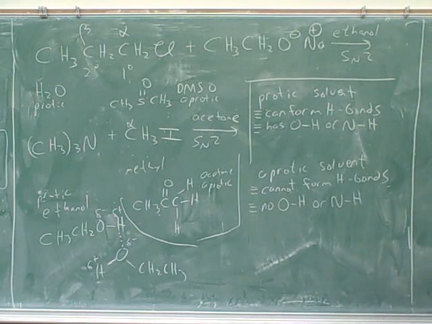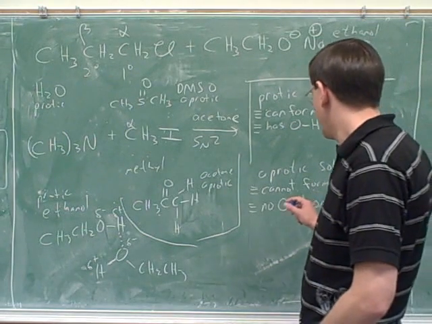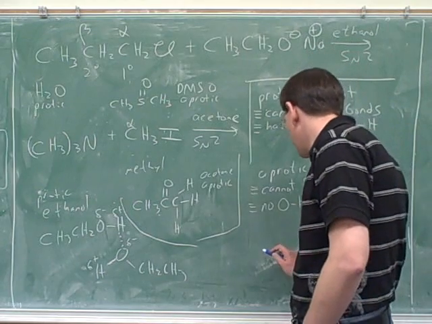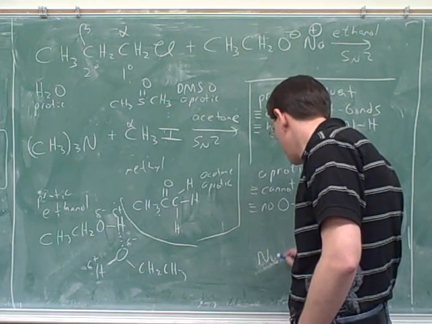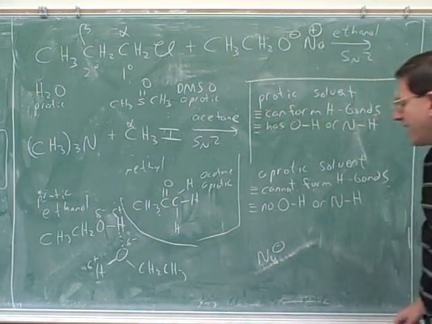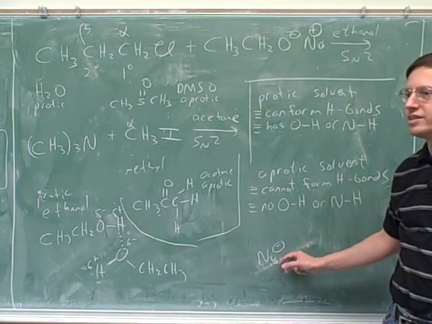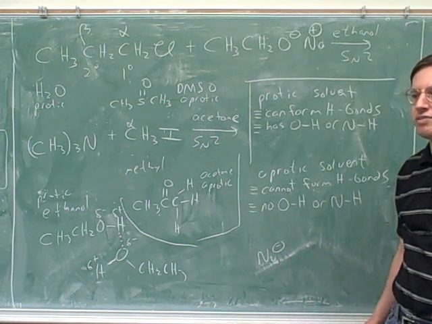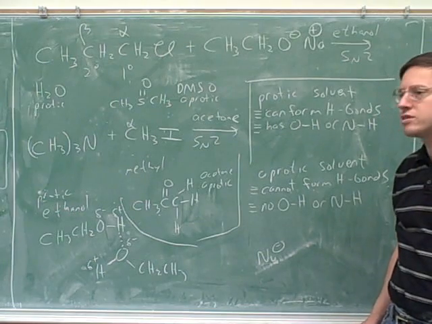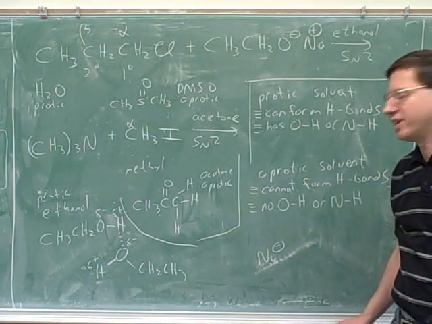Now, what's the effect of this on SN1 and on SN2? Let's see here. Let's say that we have a nucleophile. Now, the nucleophile is going to be solvated. That means it's going to be surrounded by solvent molecules. But it might be loosely solvated, or it might be tightly solvated.